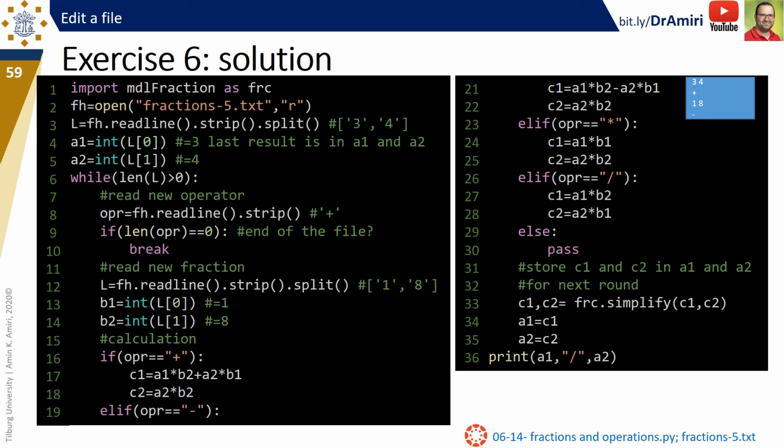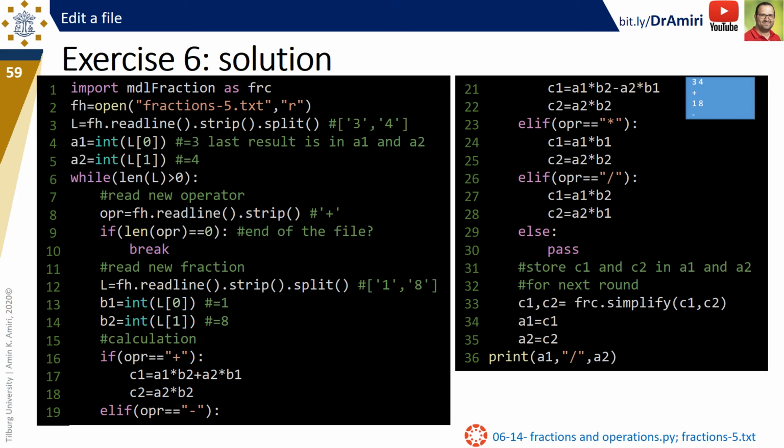So doing the operation, the result of the operation is stored in C1 and C2. Now I use the simplify function that I created in the file MDL fraction in the previous video to simplify these two fractions, C1 and C2, and then I will place the outcome, as I mentioned while explaining lines 4 and 5, always in A1 and A2 to be prepared for the next operation.